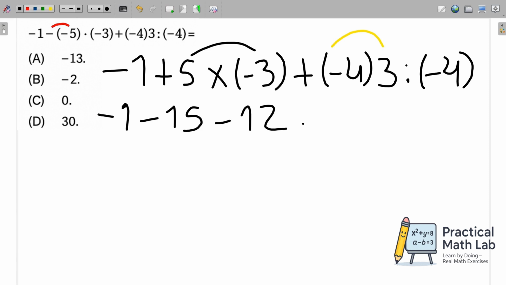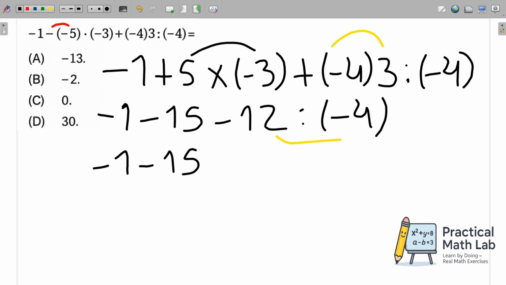And let's repeat here, divided by -4. Now there's the division to solve. So let's solve this here. Repeat the rest: -1 minus 15 minus 12 divided by -4. Minus with minus gives plus, so it becomes +3.